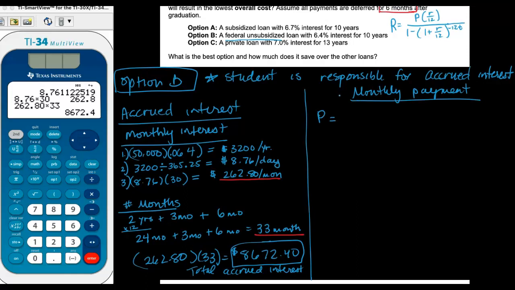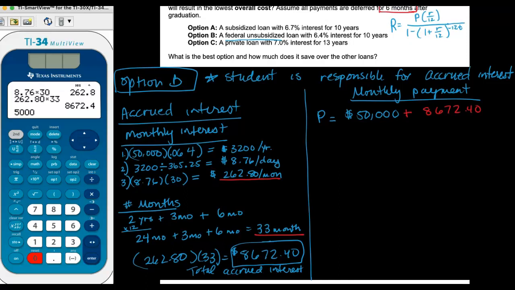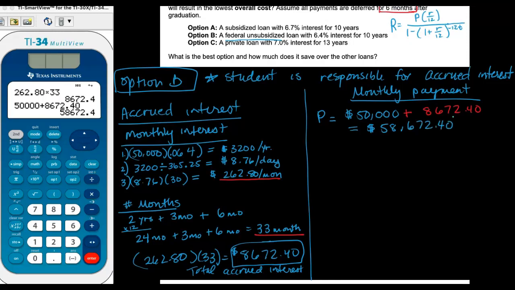That's important. And so we know the loan amount was $50,000, but now we're going to have to add that accrued interest, so that 8,672.40, we're going to have to add those together. And so we're going to take $50,000 plus $8,672.40, and we get a new principal of, well, I say new compared to the last problem, which was subsidized, so $58,672.40. So that's the amount of money that we're going to use in the monthly payment formula.